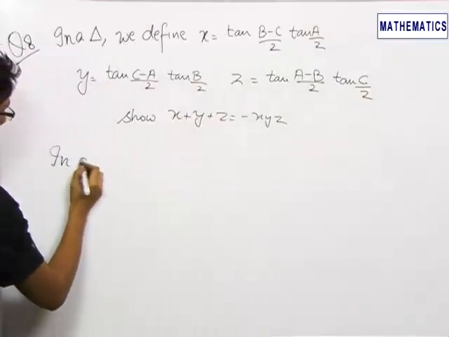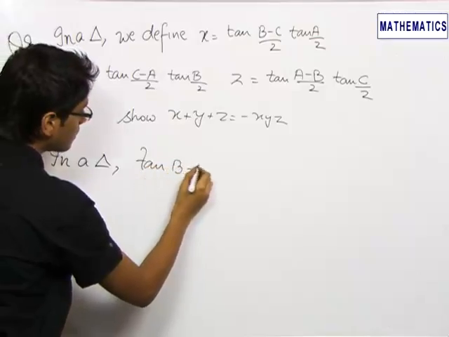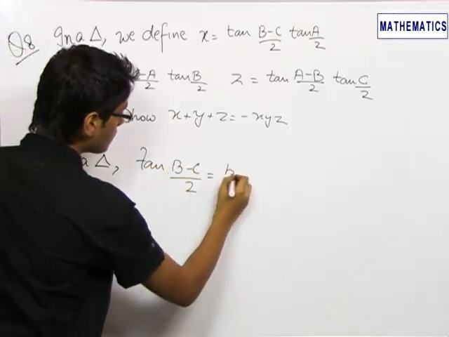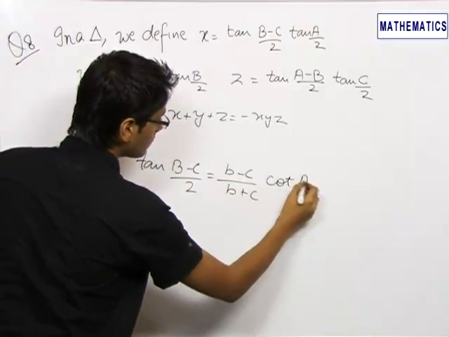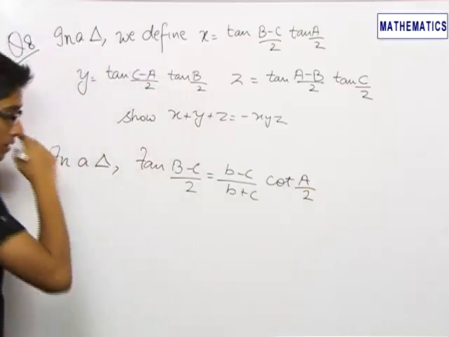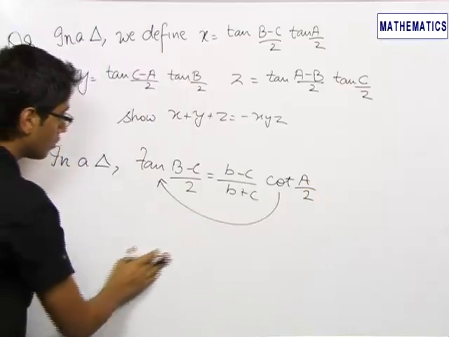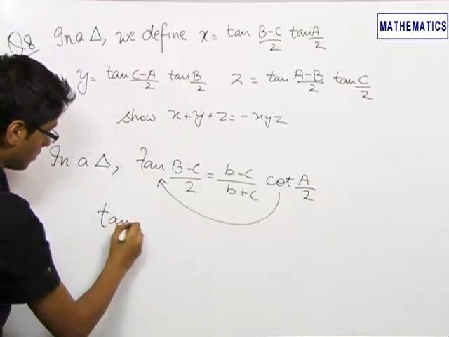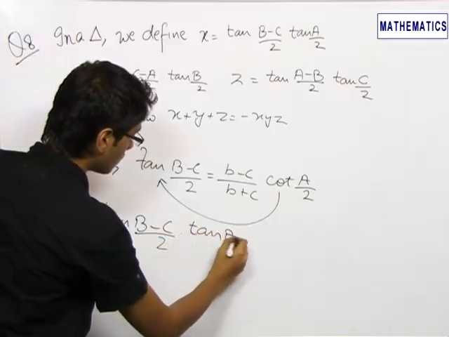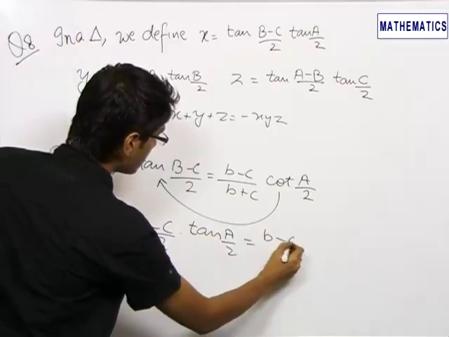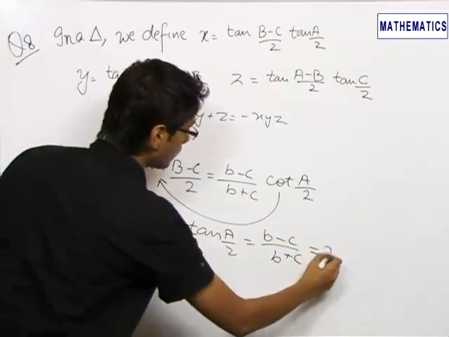Now in a triangle, we know that tan of (b minus c)/2 equals (b minus c) upon (b plus c) into cot of a/2. This is the general result. Bringing this cot of a/2 to the left hand side, we get tan of (b minus c)/2 into tan of a/2 equals (b minus c) upon (b plus c), and this is equal to x.